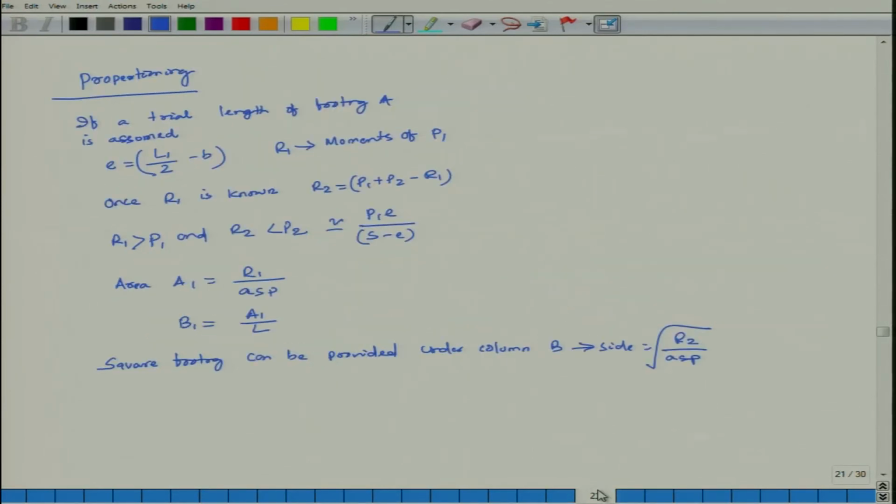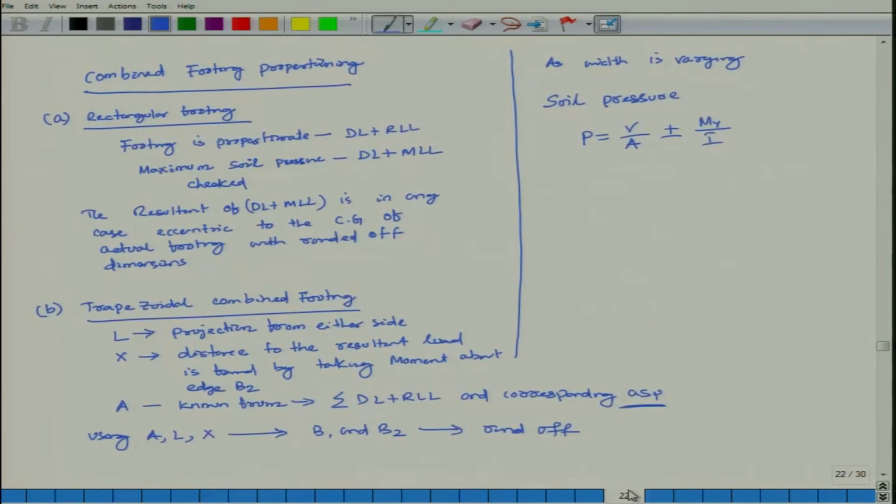Then how are you going to do your proportioning for rectangular footing? Footing size has to be calculated based on your dead load and reduced live load. Soil pressure can be calculated based on your dead load plus maximum live load. Then whatever you get has to be rounded off.